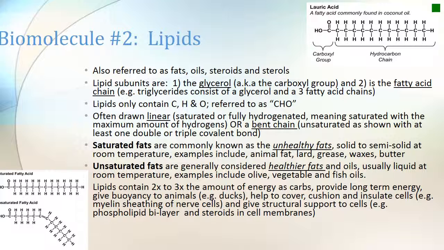Lipids, as you can see in the picture above in the top right hand corner, you see carbon, hydrogen, and oxygen. We refer to this as CHO once again. So one of the differences between the different kinds of lipids is that they can be bent in a chemical structure or drawn in a linear fashion. Look at the bottom left hand corner.